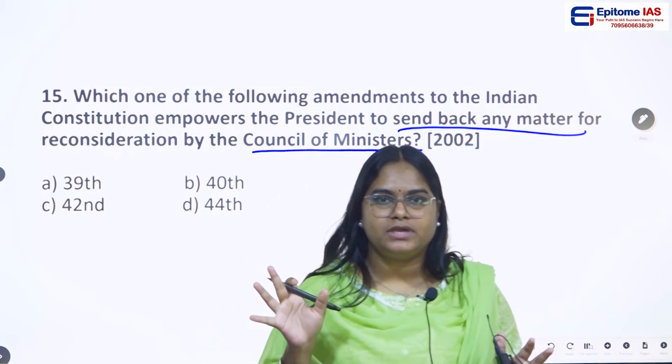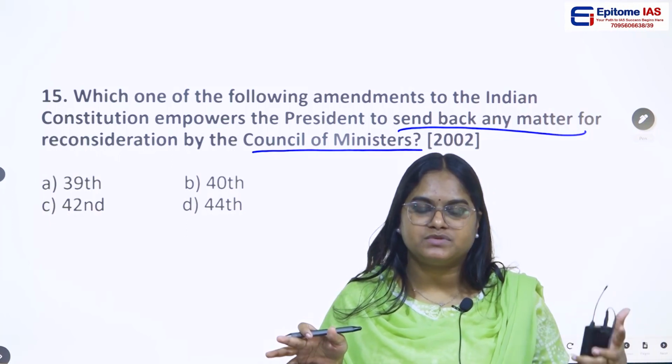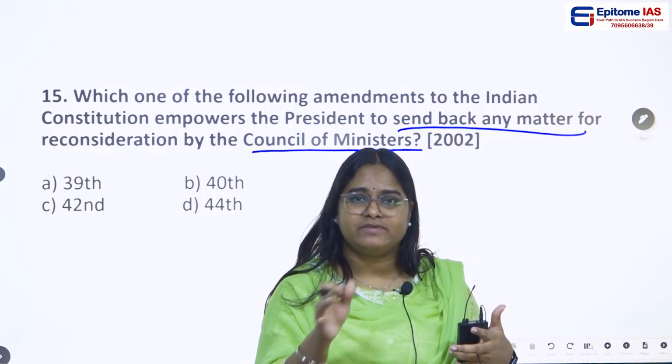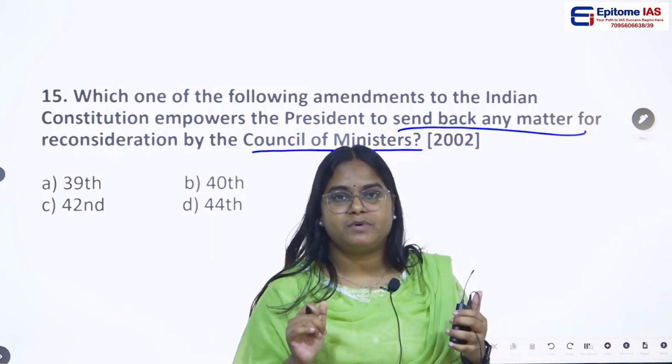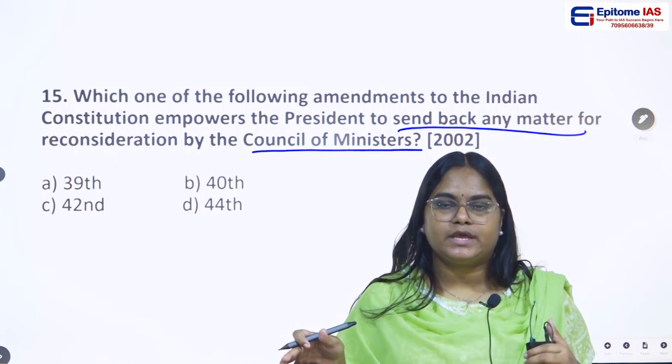So moreover, what happened was this particular posting of President is more like a very ceremonial head. He has no real power. The real power is with the government, the Council of Ministers and the Prime Minister. So whatever they want, they have this ultimate power, and they can make it happen with their recommendation.